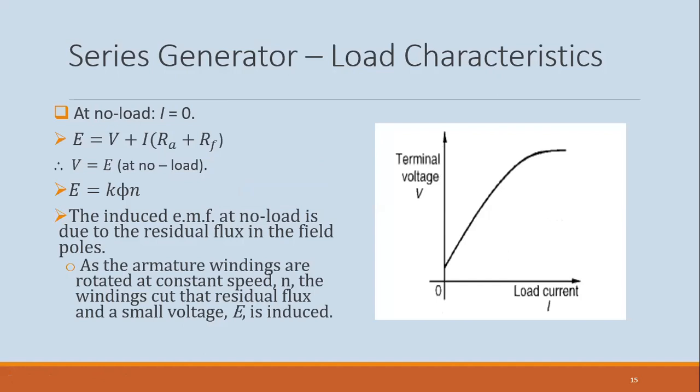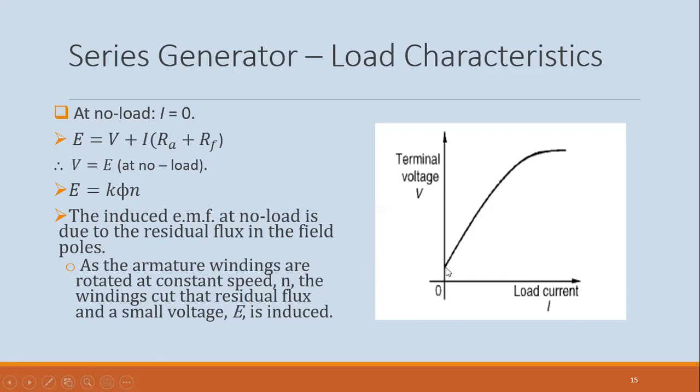All right, now, so there is an induced EMF at no load, right? And we can see that there is actually a terminal voltage at no load because E is equal to V plus IA RA. So even when I is equal to 0, the terminal voltage V is going to be equal to the induced EMF. And this induced EMF is due to the residual flux in the field poles.